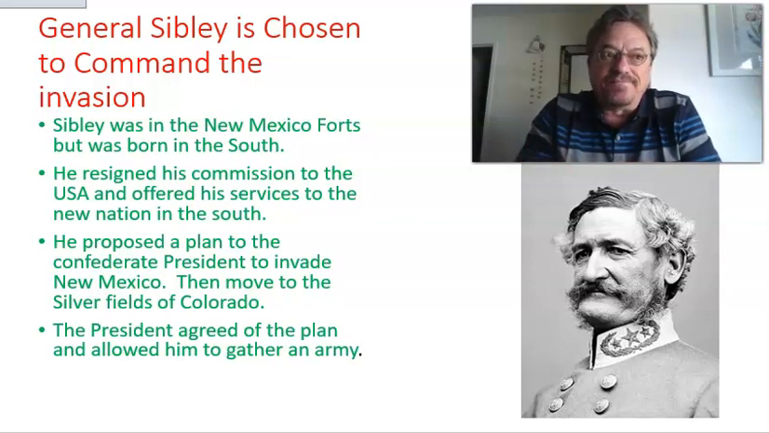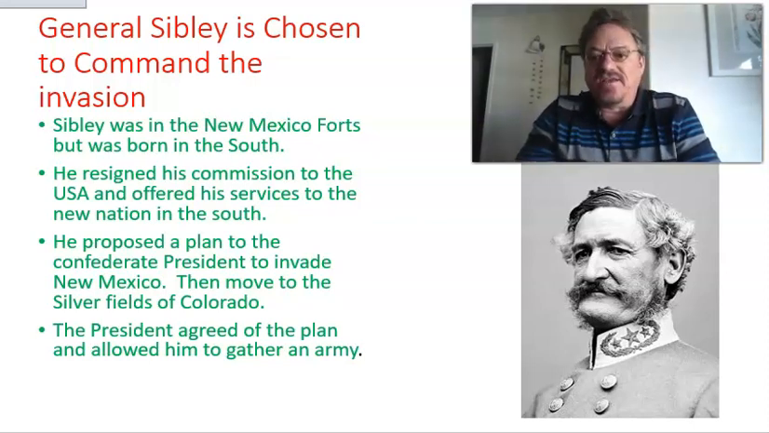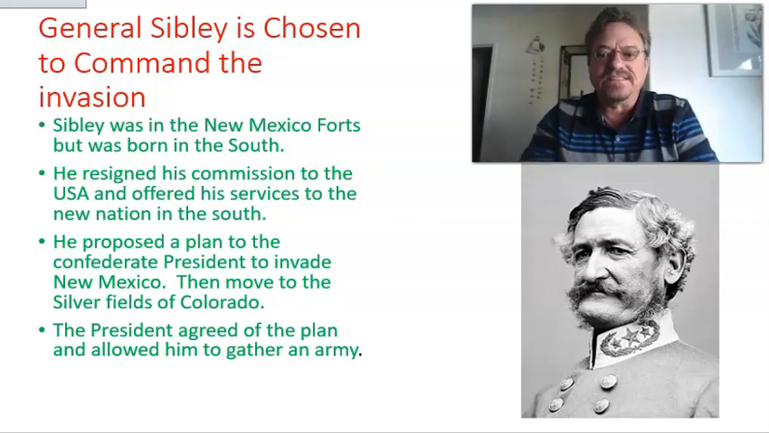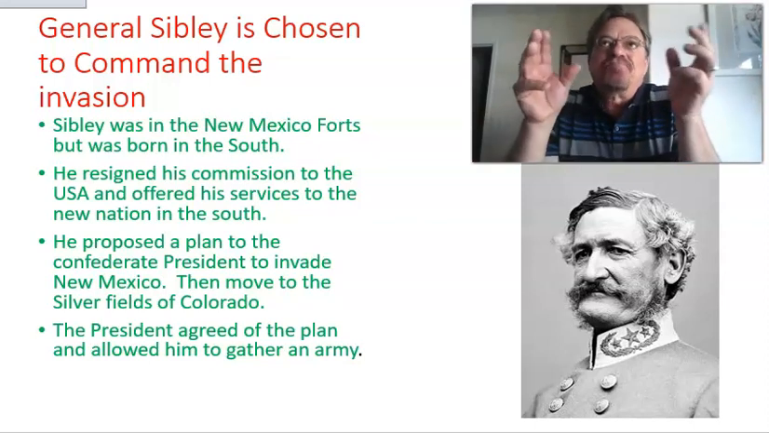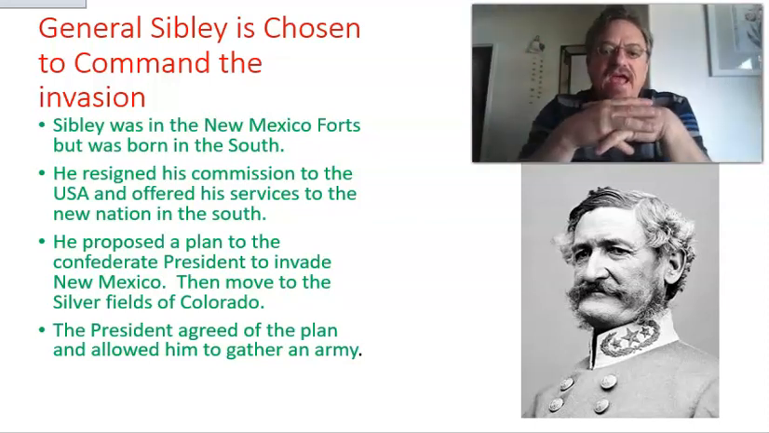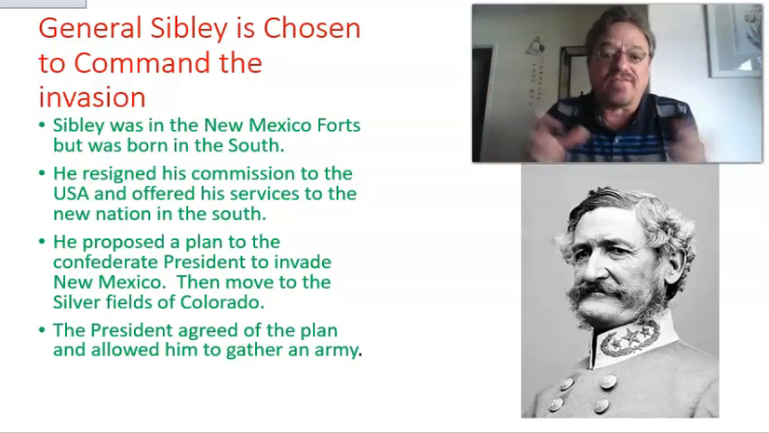And he said, look, I've got a plan to get all the way to California. We have to go through New Mexico and take Fort Union. We have to take the gold fields of Colorado. We have to go into Utah and get the Mormons' acceptance. And then we get into Los Angeles. We have a country from the Atlantic to the Pacific. And Jefferson Davis said, yeah, let's do that. So he was commissioned as a general.